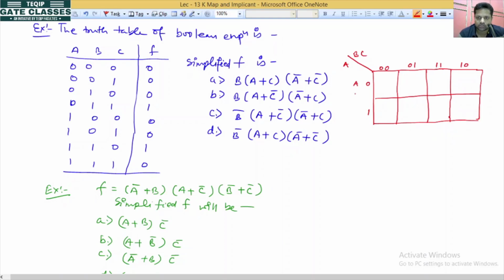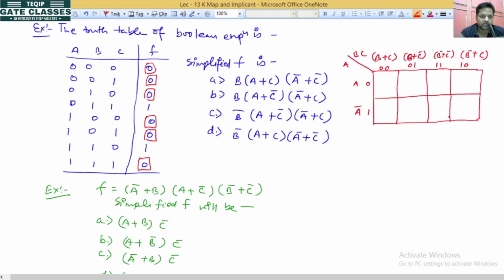So in this case we have A bar. In this case we have B plus C. For this we have B plus C bar. For this we have B bar plus C bar. For this we have B bar plus C. Now we have to consider the product of max terms, so the output 0 is considered. So these are the output 0.